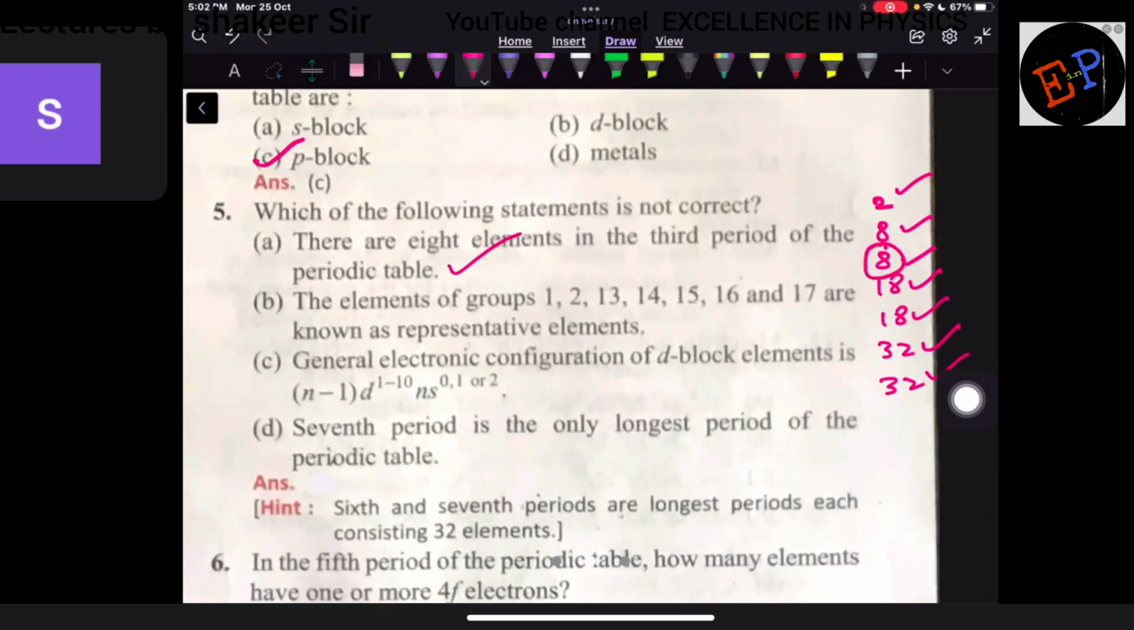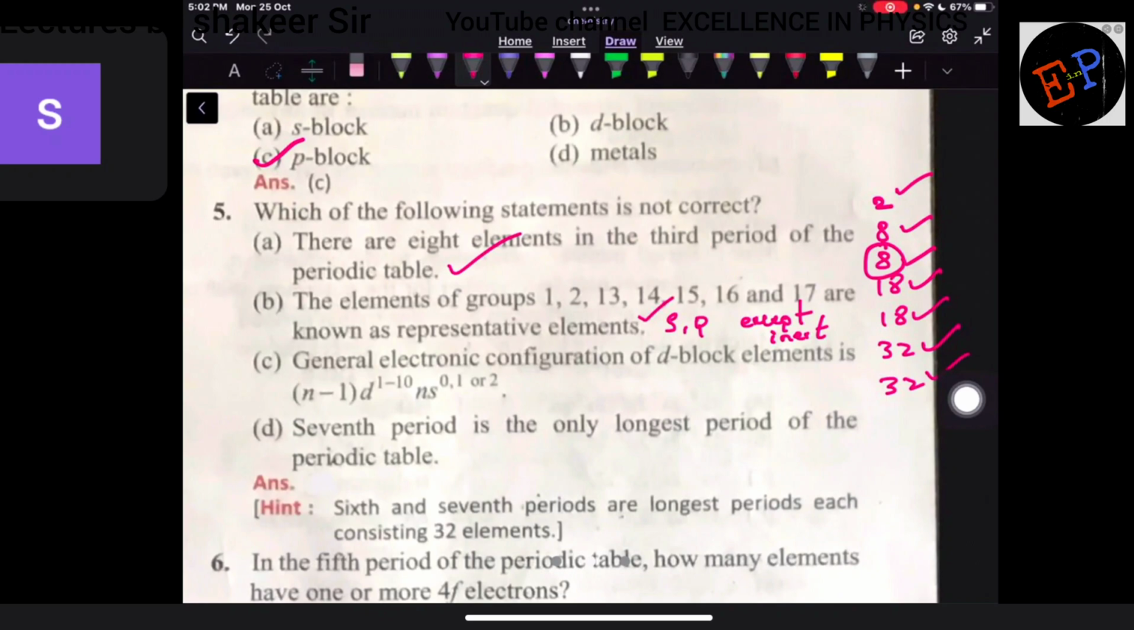So the elements of groups 1, 2, 13, 14, 15, 16 and 17 are known as representative elements. This is also correct. What is meant by representative elements? The elements belonging to the S block and P block, except inert gases. Inert gases also belong to the P block, but they are not called representative elements. Are you able to understand now? It means out of 1, 2, 13, 14, 15, 16, 17 and 18, the 18th group you have to remove. Then the remaining elements present in the S block and P block are called representative elements. That is the meaning of this. So definitely the second statement is also correct.